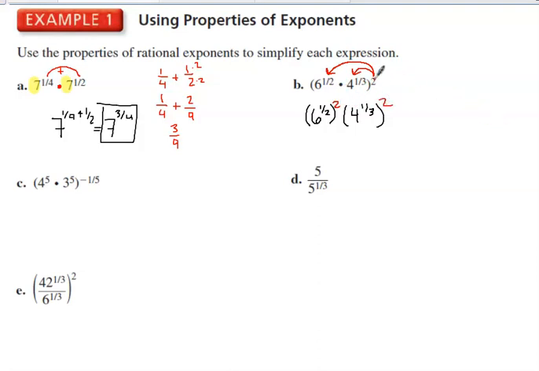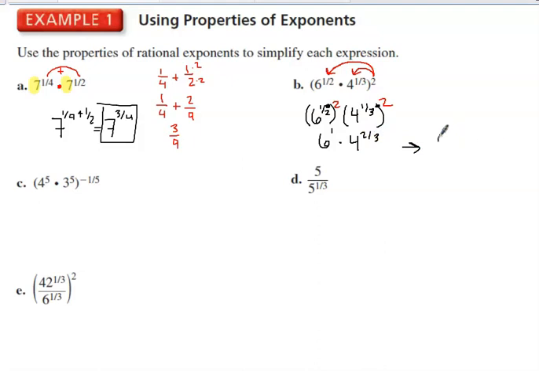So I just took the exponent of 2 and put it on the 6 and on the 4. When we have an exponent raised to the power of another exponent, we multiply. 1/2 times 2 is 1. And 1/3 times 2 is 2/3.